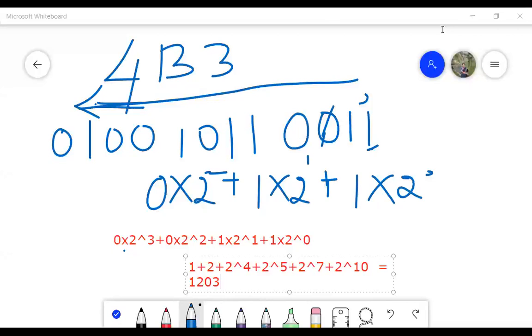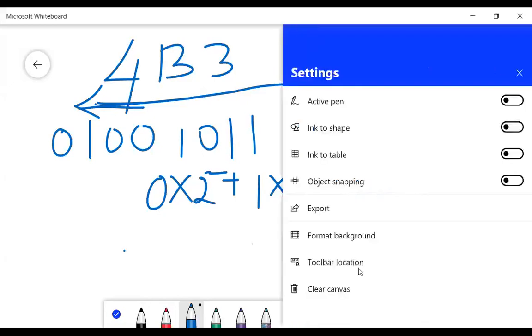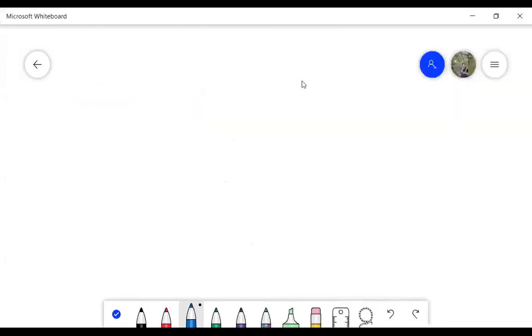Now suppose we want to calculate the decimal part. Suppose we want to solve 4B3.33, which is in hexadecimal notation, to decimal. I have to convert 0.33. Anyhow, we know what 4B3 was: 4B3 was 1203 in decimal.